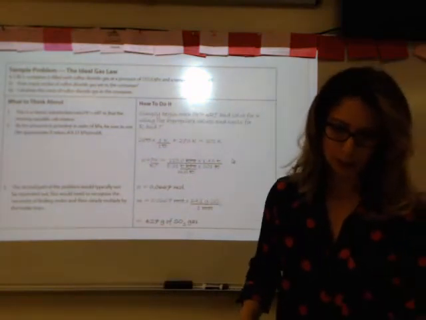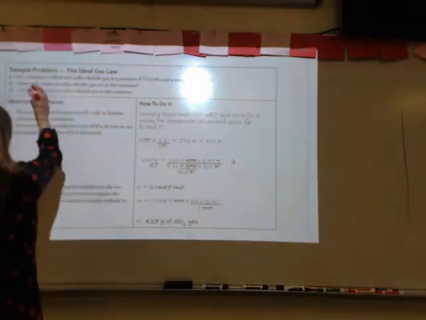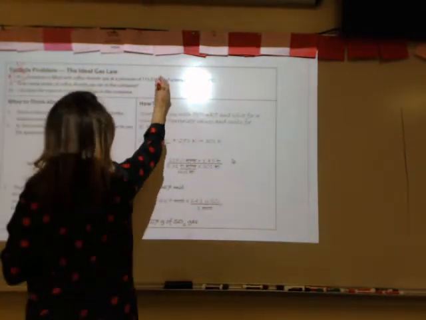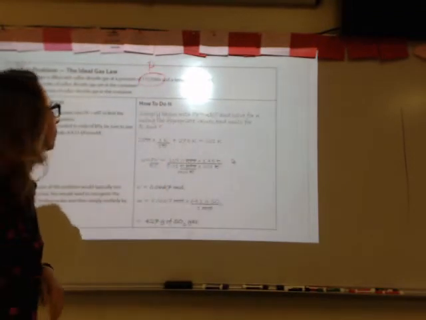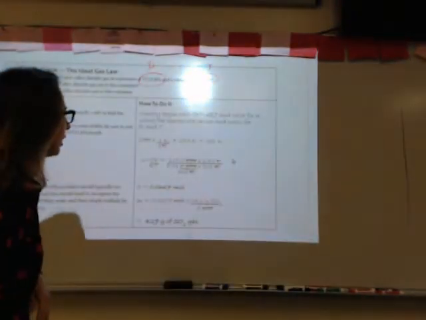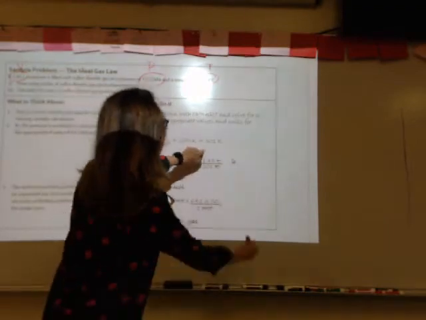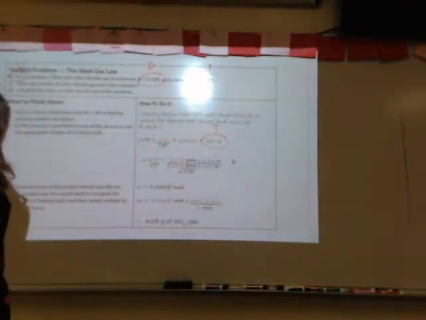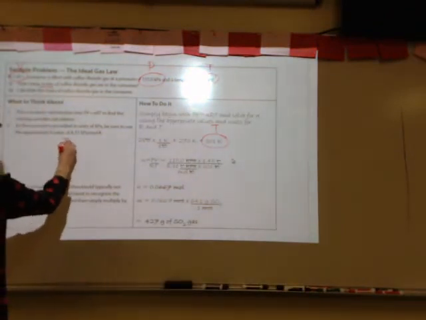For the sample problem, we have a 1.45 liter container. So that's your volume, with sulfur dioxide gas at a pressure of 115 kilopascals. That's your P. And your temperature of 28 degrees Celsius, that is your T. That has to be converted to Kelvin. If you add 273, you'll get 301 Kelvin for your temperature. Here they want to know how many moles are in the container.